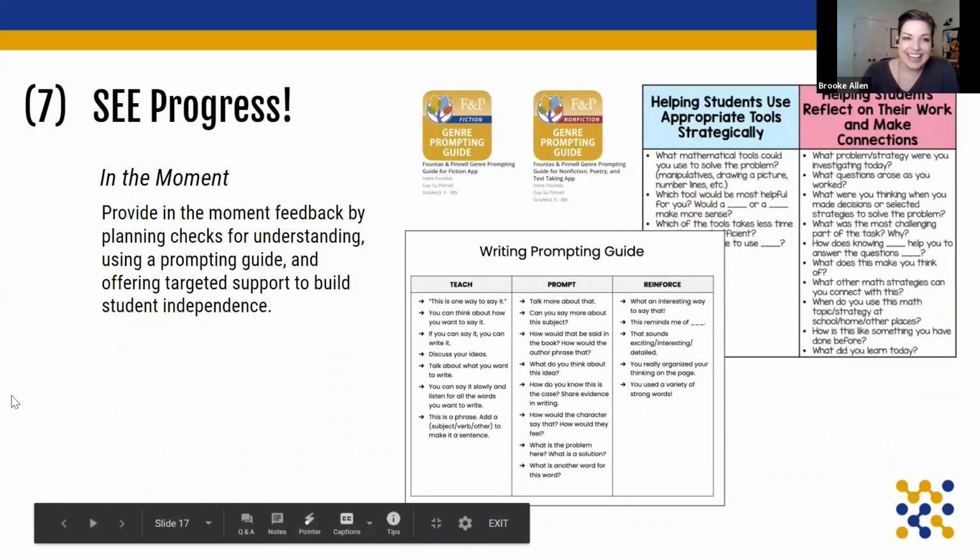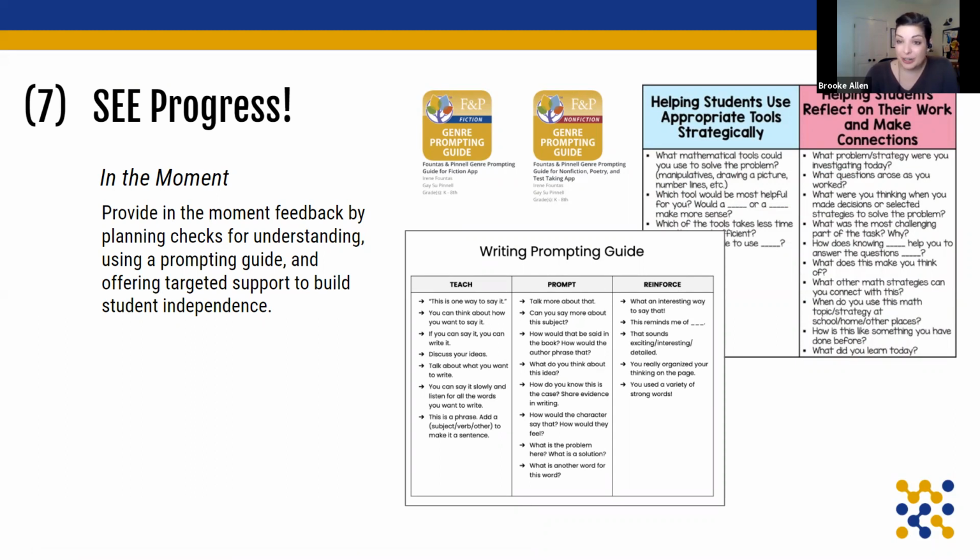Finally, see progress. So we can see progress when we implement these strategies. We're going to see our students make progress, but how do we know and support them in the moment? Prompting is an excellent way to provide support, but also to understand what students know. Here linked is a math prompting guide and a writing prompting guide, and then the reading prompting guides from Fountas and Pinnell. So having these on your clipboard, having them next to you while you're virtually teaching, and being able to ask the right questions to help our students get to the next step and to understand what they know.